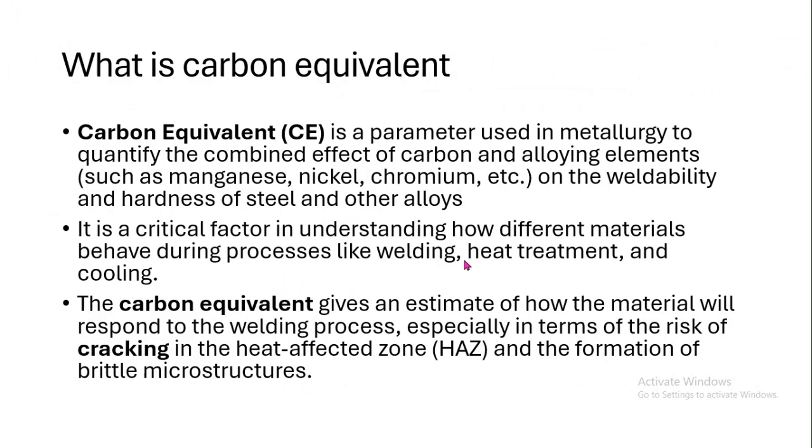I hope everyone has heard the term carbon equivalent value in metallurgy. This carbon equivalent value is a parameter used in metallurgy to quantify the combined effect of carbon and alloying elements. To calculate the carbon equivalent value, we should know the percentage of carbon and alloying elements. Here the alloying elements are manganese, nickel, chromium, and so on. These alloying elements are added along with carbon to improve the properties.